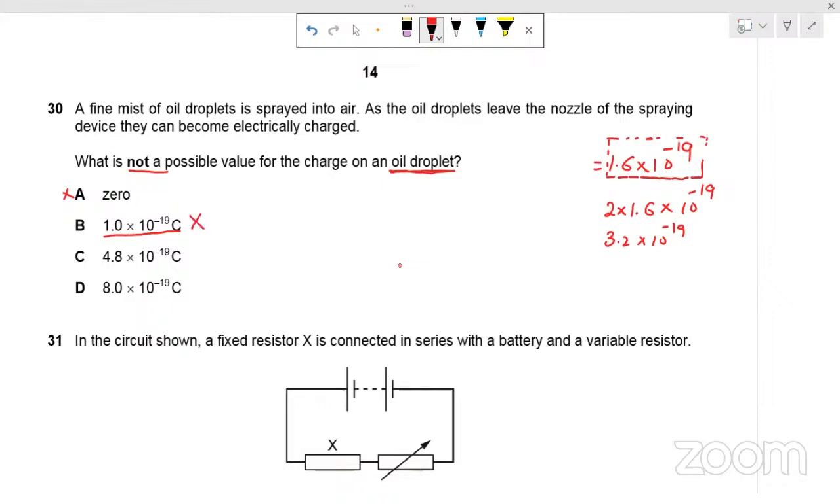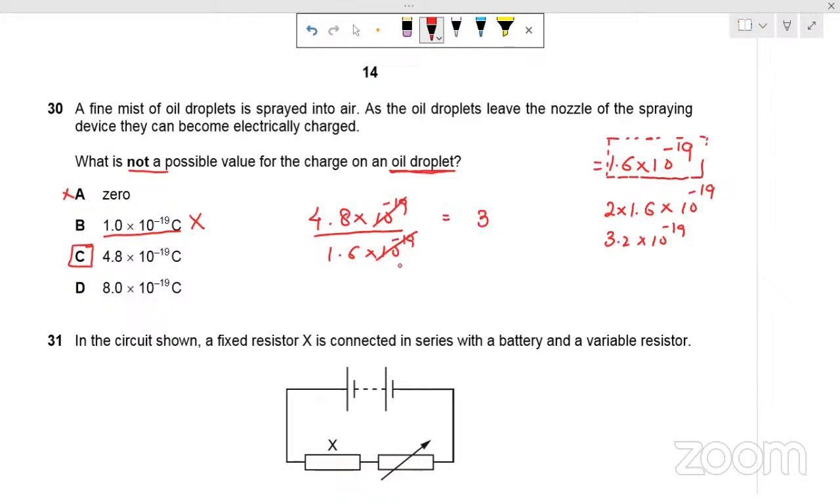What about 4.8 times 10 power minus 19? We will see, is the 4.8 times 10 power minus 19 a whole number multiple of this number? If you divide this with this number, you will get 3. So this charge is possible. It's the charge of 3 electrons. The charge on an electron is negative, but the value is 1.6 times 10 power minus 19.